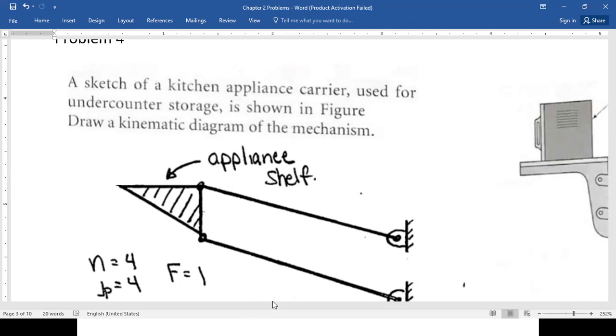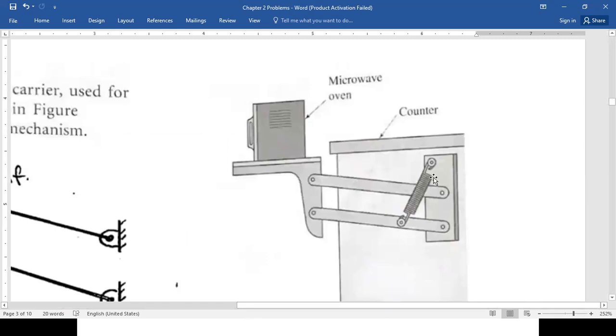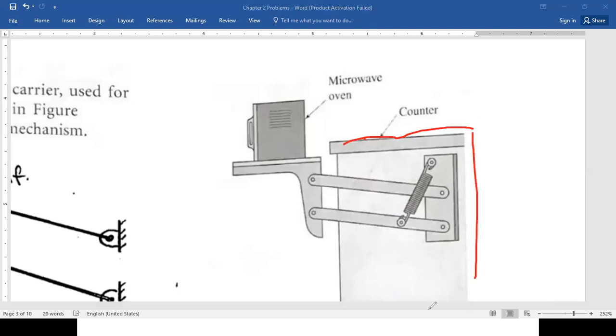When they ask you to draw a kinematic diagram, you should use the graphical symbols we learned together to represent this mechanism. Okay, so let us try together to identify the different parts and to draw the corresponding diagram. First, I should consider the ground. The ground for me here, let's say we have a table or a counter, to which the mechanism is fixed through this part. So I consider that this is my ground. It is fixed to the counter, so this is my ground.